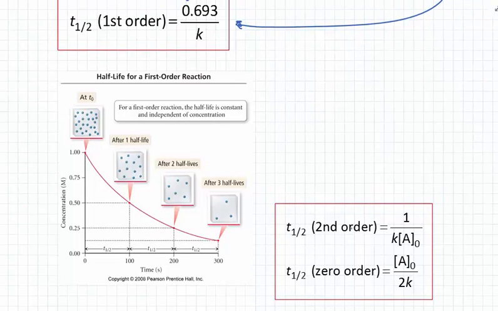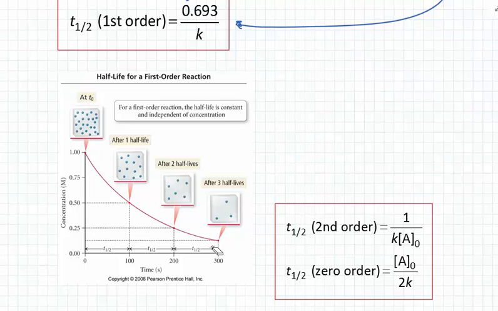Take a look at this graph right here. This is a first order reaction. Say we start at 1 molar, just like we said. Here's one half-life, say 100 seconds. Then we're at 0.5 molar. Here's another 100 seconds, we're at 0.25. Here's another 100 seconds, we're at 0.125, and so on.